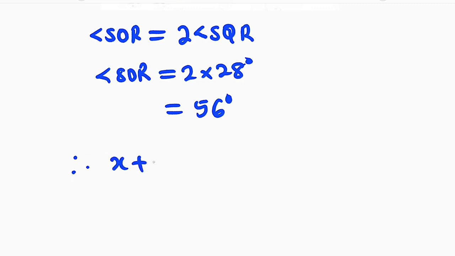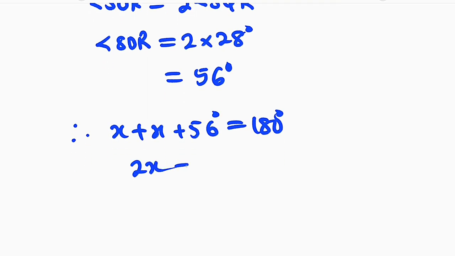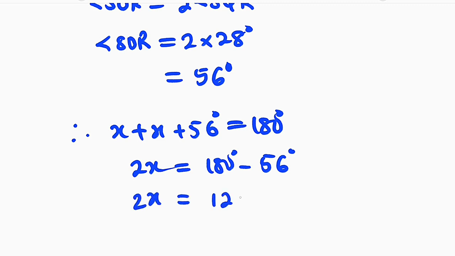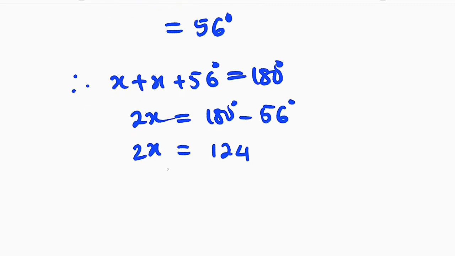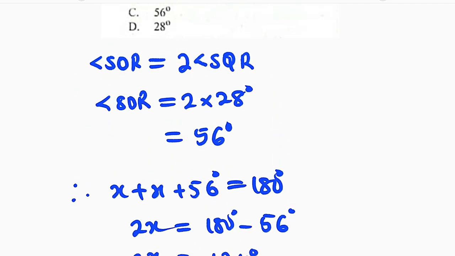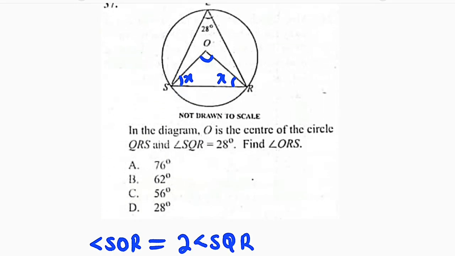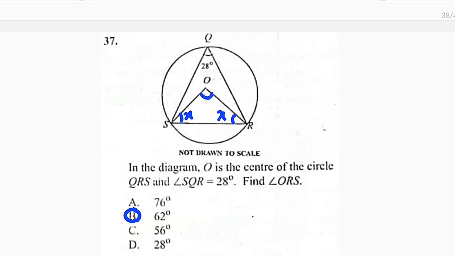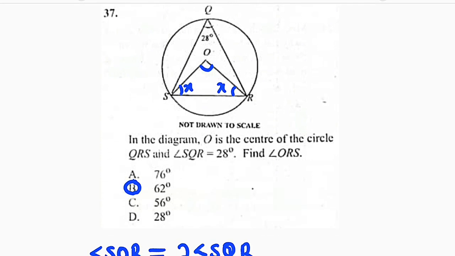Therefore, x plus x plus 56 is equal to 180. 2x is equal to 180 degrees minus 56. If you take 56 to the other side, 2x is equal to 124. And if you divide both sides by 2, x will be equal to 124 divided by 2, which is 62 degrees. And hence, x is equal to 62 degrees, which we have as option B. This is question number 37. Let us move on to question number 38.